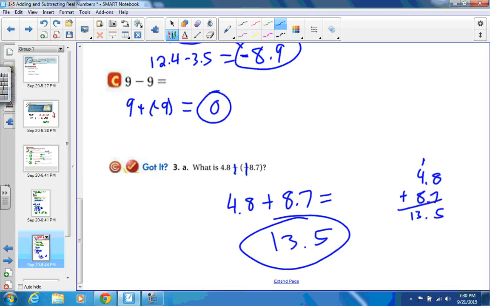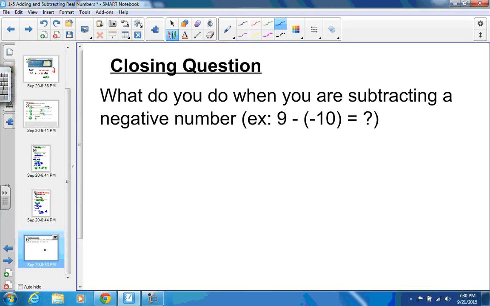All right, and that is our little lesson on adding and subtracting positive and negative real numbers. So, just one recap closing question, and I would like you to answer this on your own. The question is, what do you do when you're subtracting a negative number? So the example there, 9 minus negative 10, what do you do? So I'd like you to answer this question in your own words.